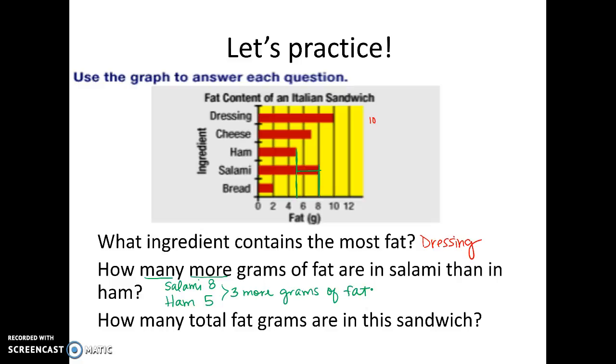So how many total grams of fat are in the sandwich? So we're going to just add them up. So we have, let's see, 10. We have 7, 5, 8, and 2. So 10 there, I have 10 here, and then 12 here. So 12 plus 10 plus 10, so we're at 32. So 32 grams of fat.